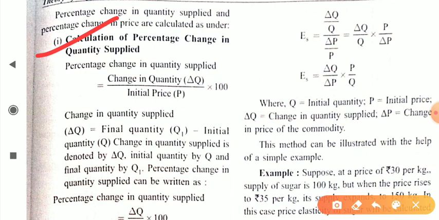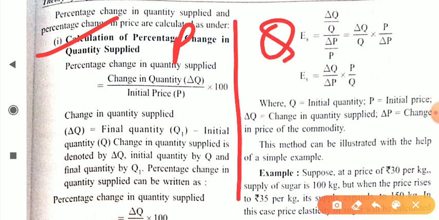Okay, as I told you earlier, whenever you do a question on elasticity of supply or demand, you have to plot a table. First of all, you have to plot P, then draw a line and write down the Q. This is the price table, this is the quantity table.